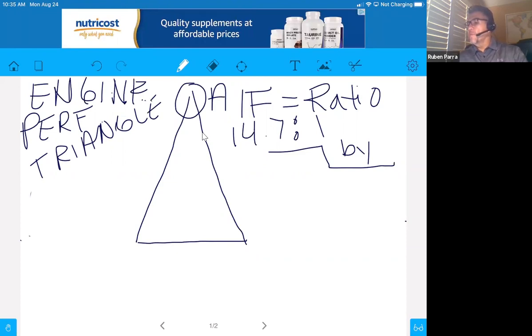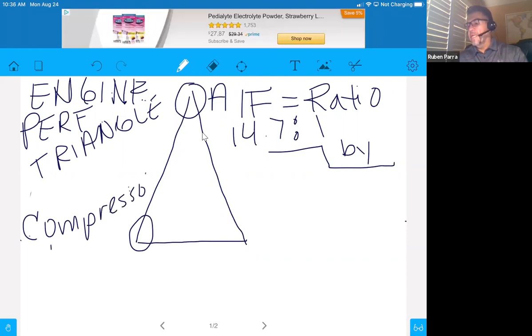Anyways, the air-fuel ratio, that's one of the corners. Another corner of this would be the compression, okay, compression. So the compression on this side, and again, I said this side, but it doesn't matter which side.